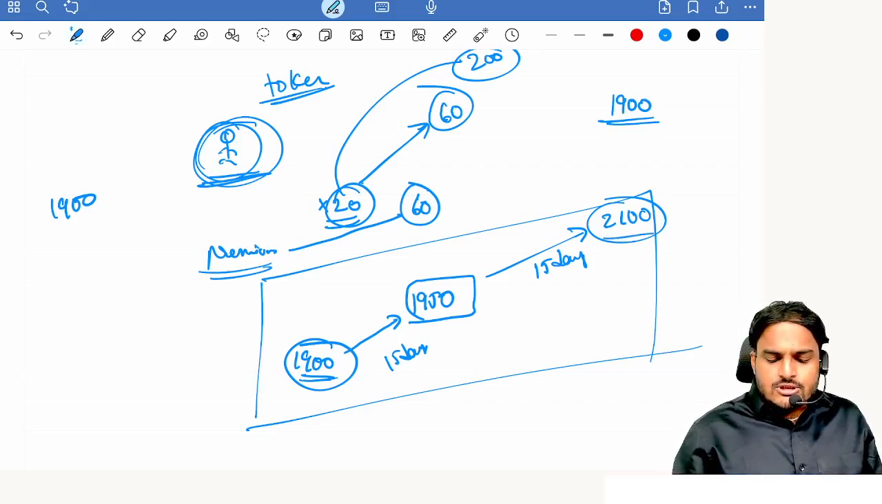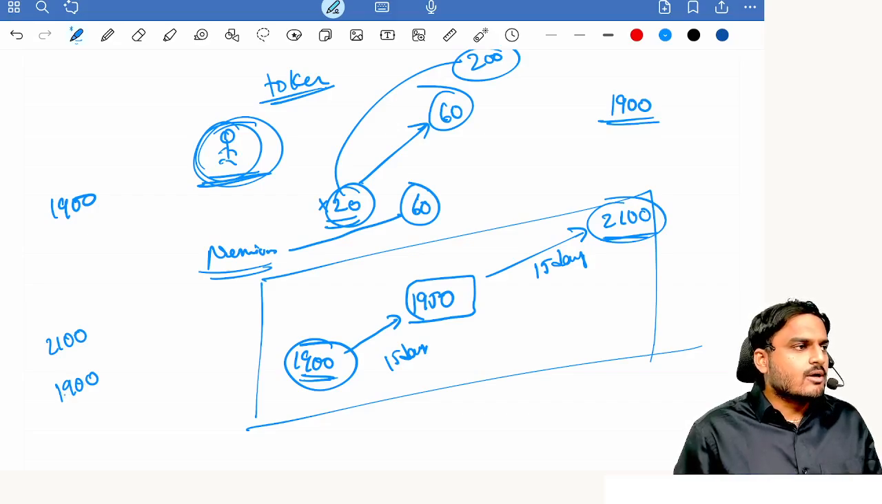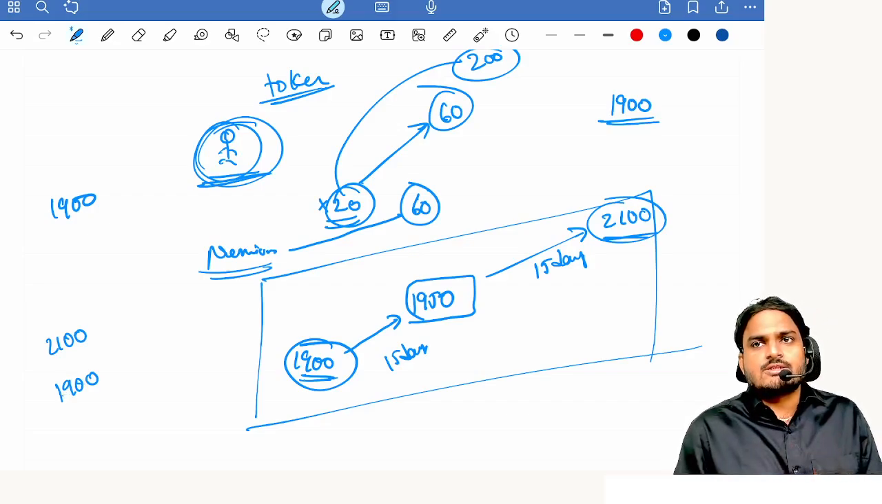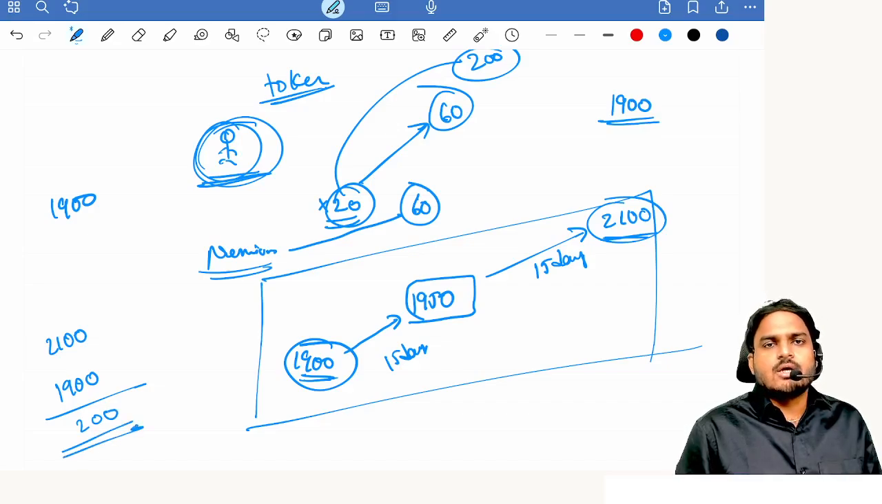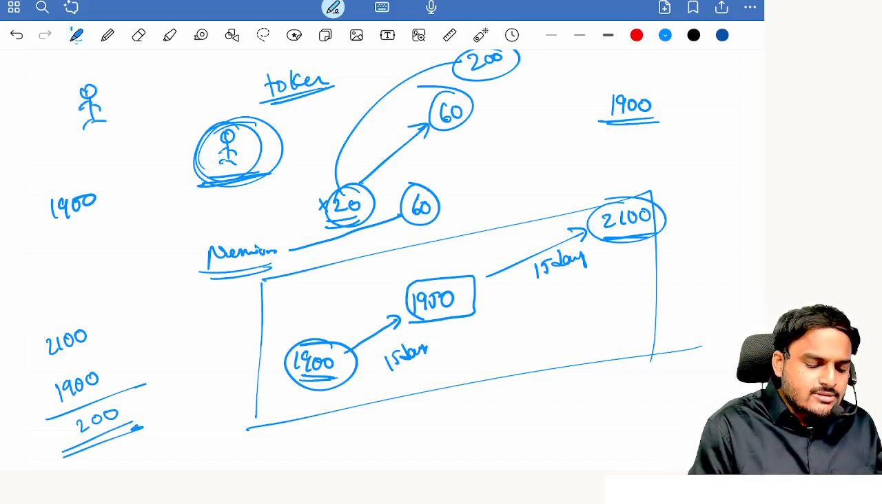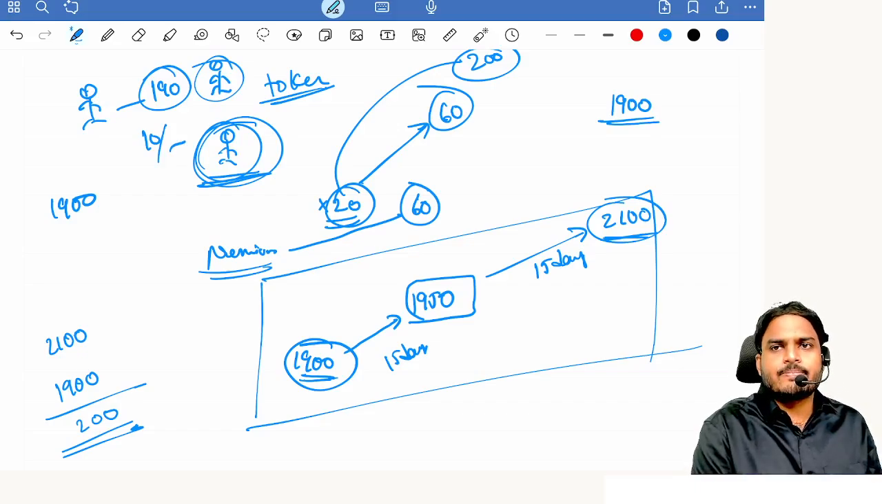Imagine after 1 month, the share price is how much? 2100. After 1 month, 2100 is the share price, whereas the exercise price is how much? 1900. Exercise price means the price at which I'm ready to purchase shares. So the agreed price is 1900. So 2100 minus 1900, how much? 200 rupees. Now if I sell this token for 190 rupees, definitely another person will purchase this token. Why? He is getting a discount of 10 rupees, right?